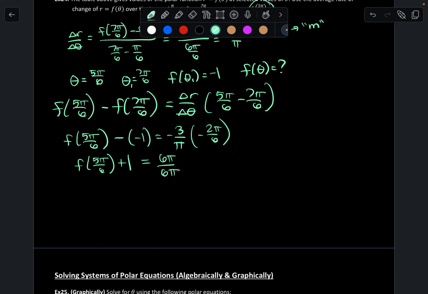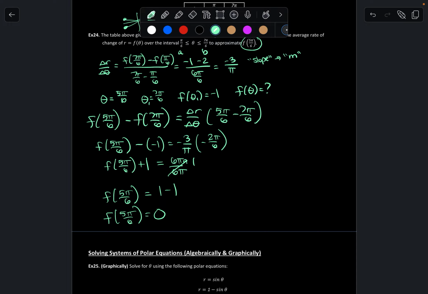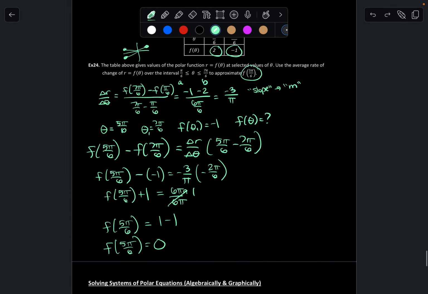Oh, wow. So now f of 5 pi over 6, if I subtract that 1, this just becomes 1. So I get 1 minus 1. Therefore, f of 5 pi over 6 is equal to 0. So I actually got the same answer as when I did it in the notes key. So it's pretty remarkable that it's that accurate.